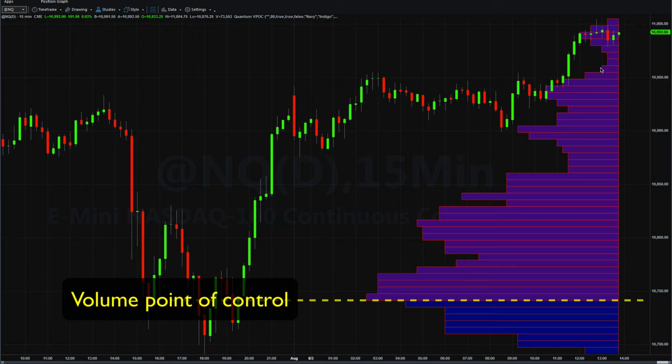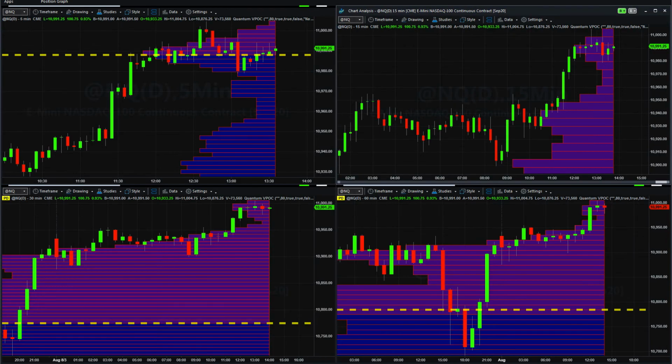To the downside, we've got some low volume node here, so a nice area to the downside as well. So opportunities upside and downside really, on whichever way the market breaks once the cash markets kick in.